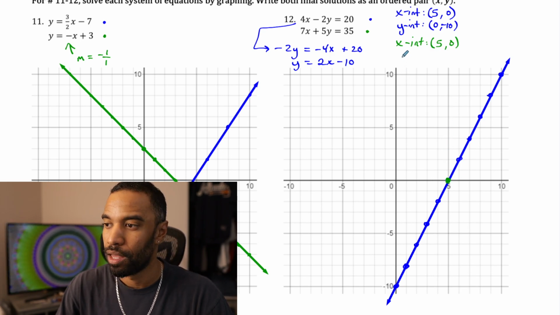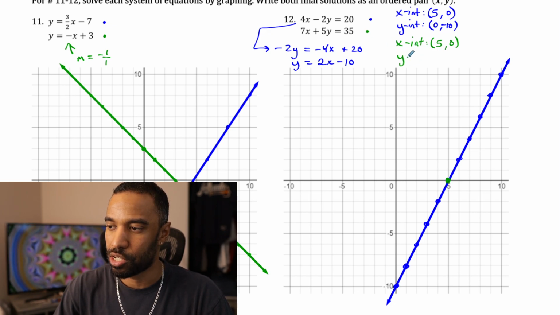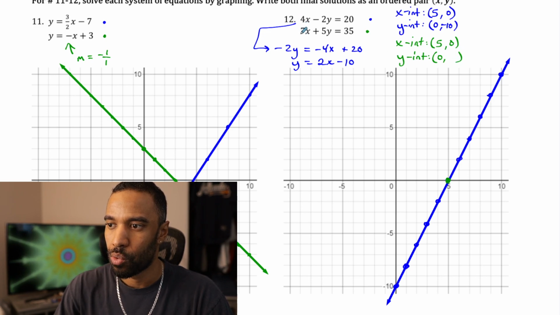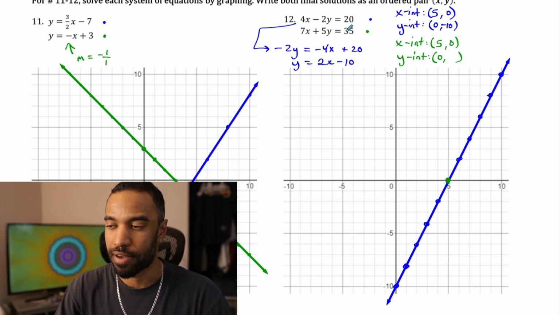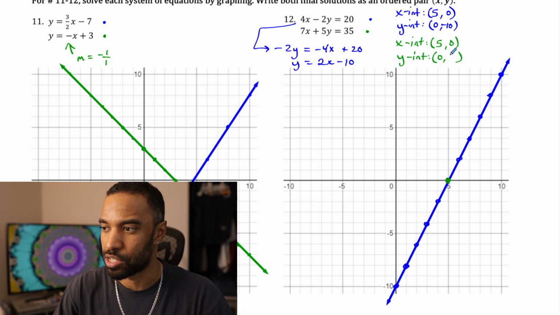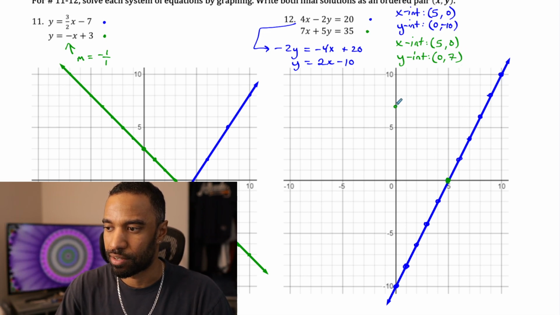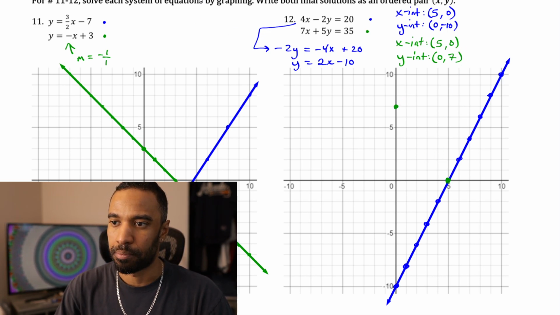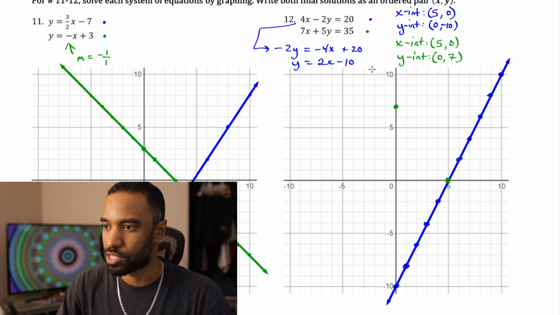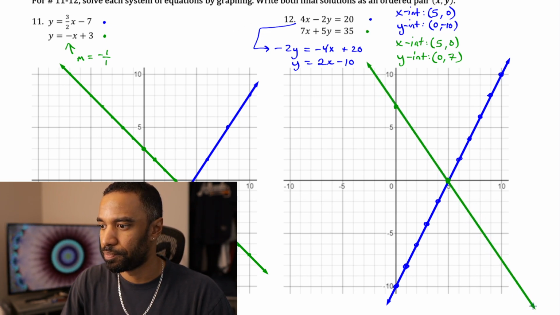But I got to graph them. The y-intercept, I set x equal to 0 this time. Set x equal to 0. What's the y value? When x goes away, you get 5y equals 35. Divide by 5, you get y equals 7. So 0 comma 7 is right there. I can graph between those two points, as I stated before. Draw the line right there.